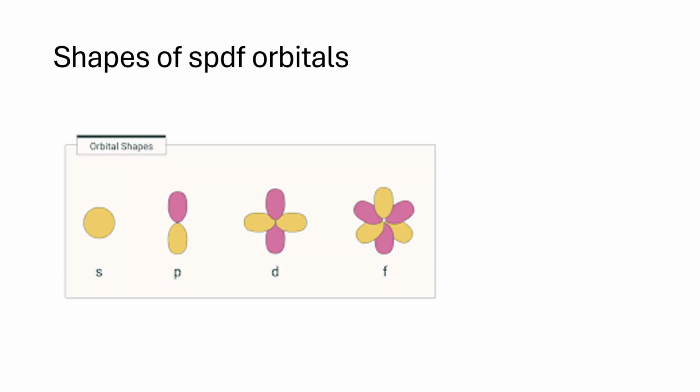So, on to SPDF orbitals. Each letter, s, p, d and f, corresponds to a different type of orbital, each with its own shape and energy characteristics. S orbitals are spherical, p orbitals look like dumbbells pointing along different axes, d orbitals take on more intricate clover shapes, and f orbitals are even more elaborate with multiple lobes.